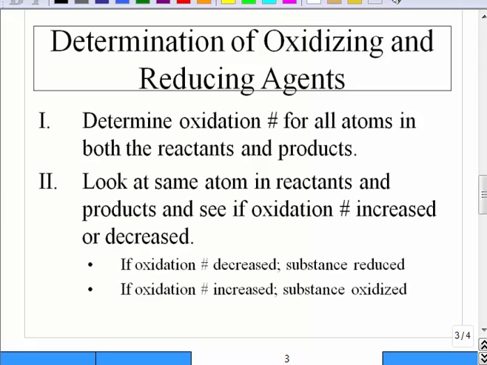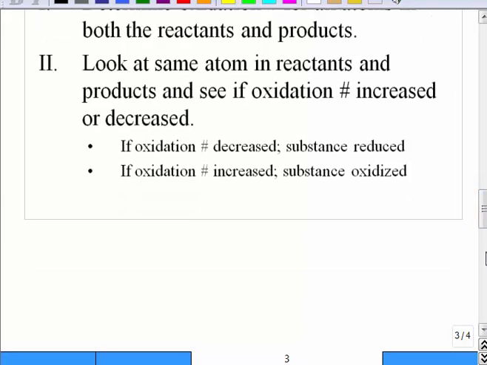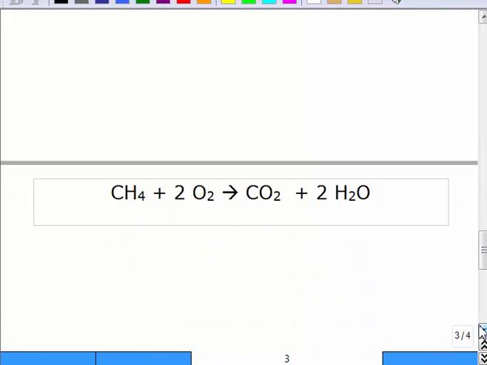And it is important that we think about each atom individually. So we're not going to look at all of the atoms at once, but we're going to look at one atom of each element as a reactant and then see how it changes as a product. And so let's do a few examples here.